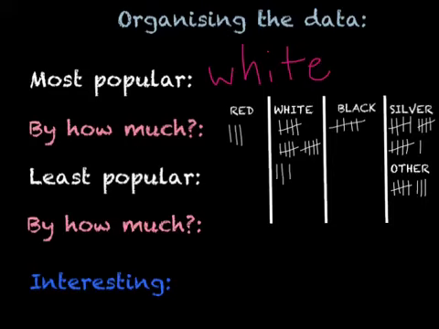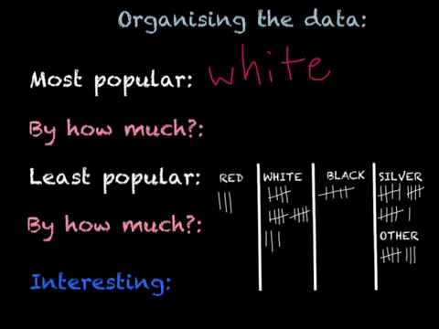Alright, let's have a look. The next question is, by how much was white the most popular? I'll just move this down a bit. Let's have a look. We worked out that white was 18, and silver was the closest to that, which had 16. So the difference between white and silver was just 2 cars.